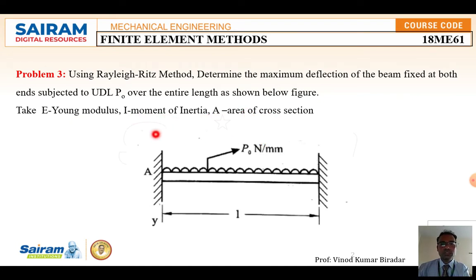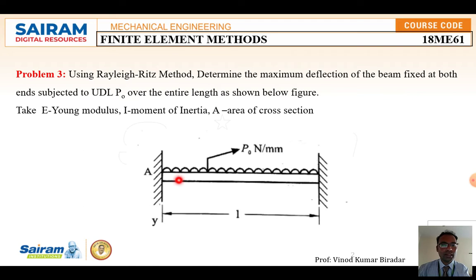So this is the beam given, both ends fixed, with length L. At point A and point B both ends are fixed, so the deflection is 0, and P naught, a uniformly distributed load, is acting over the entire length of the given bar. You need to determine the maximum deflection of the beam, by using the Rayleigh-Ritz method, that is the RR method.